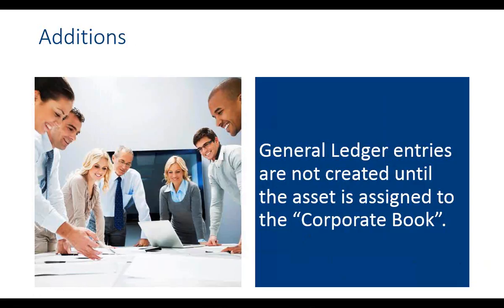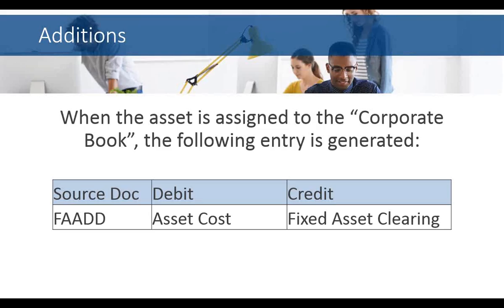So now I've got an entry sitting there. This is what the entry looks like. The source document is FAADD, so add, right? It's an addition. It's going to debit the asset cost, and so the asset cost is going to be furniture and fixtures, equipment. It's going to be the balance sheet, that asset. And the credit's going to be fixed asset clearing. So it's moving it out of fixed asset clearing and moving it into asset cost.